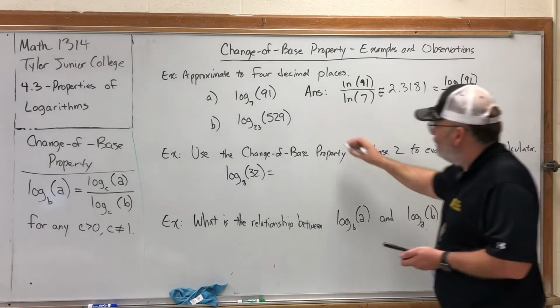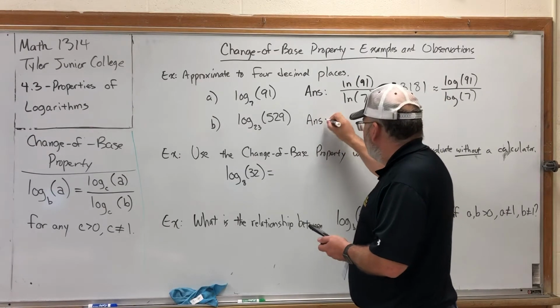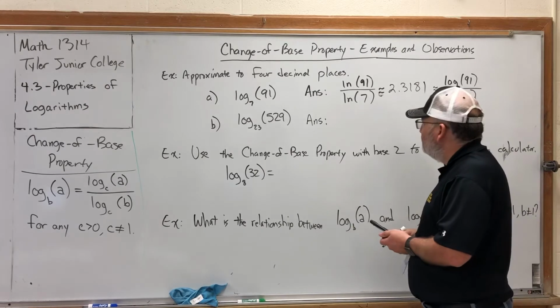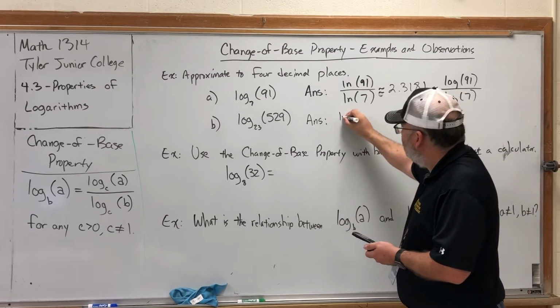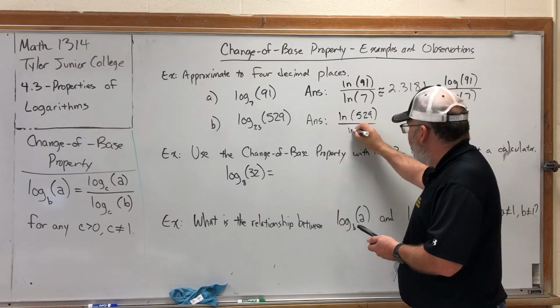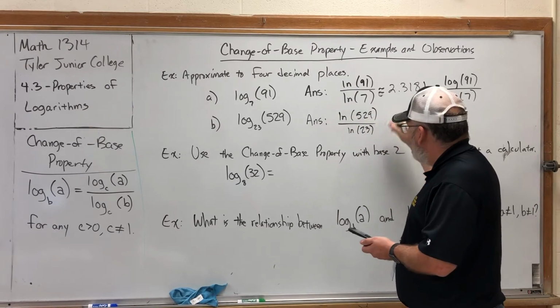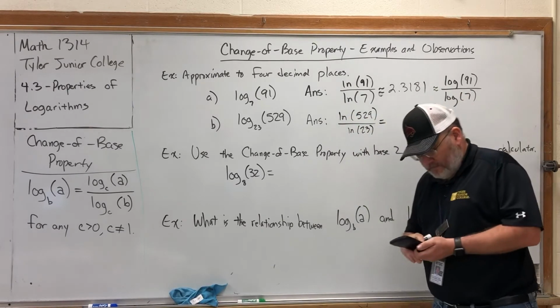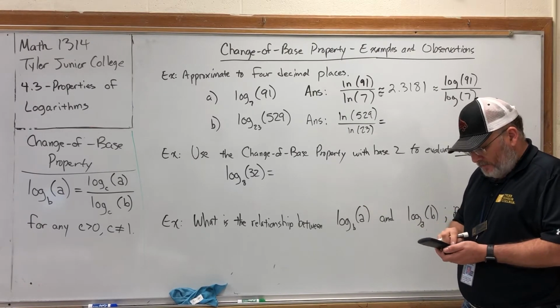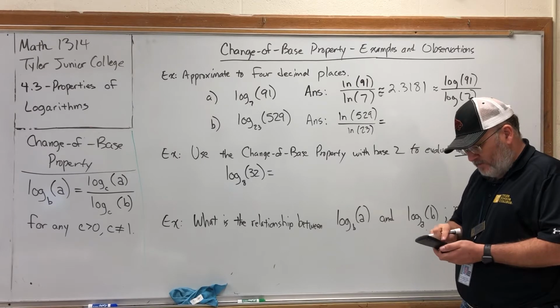How about the second one? Really, it's just like the first one, just different numbers. I'll just use ln. Natural log of 529 divided by the natural log of 23. I'm not going to go back to the screen. You saw me do it once, you can see me do it again. It looked exactly the same, just different numbers.